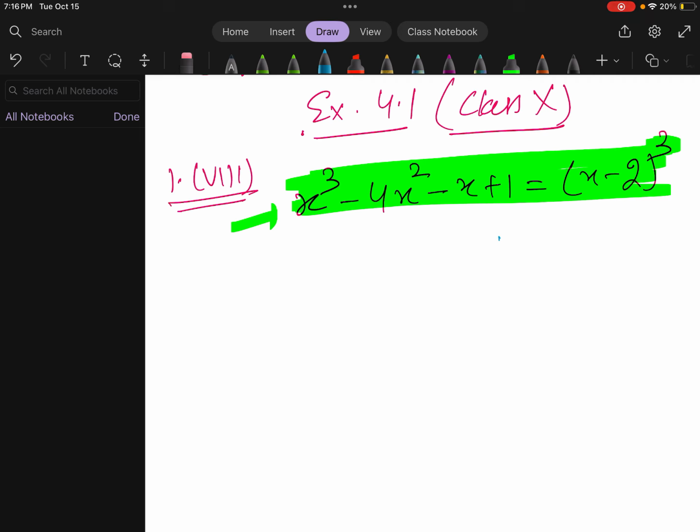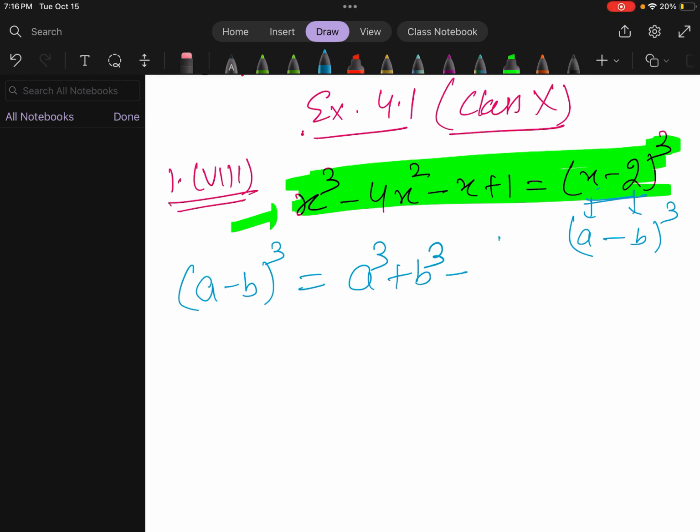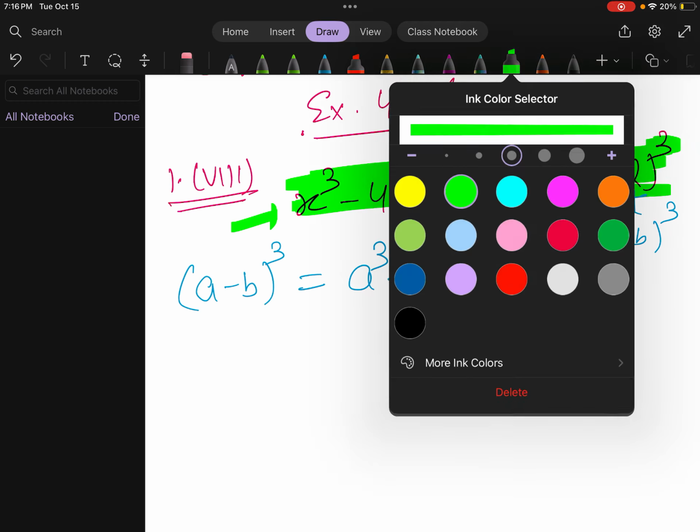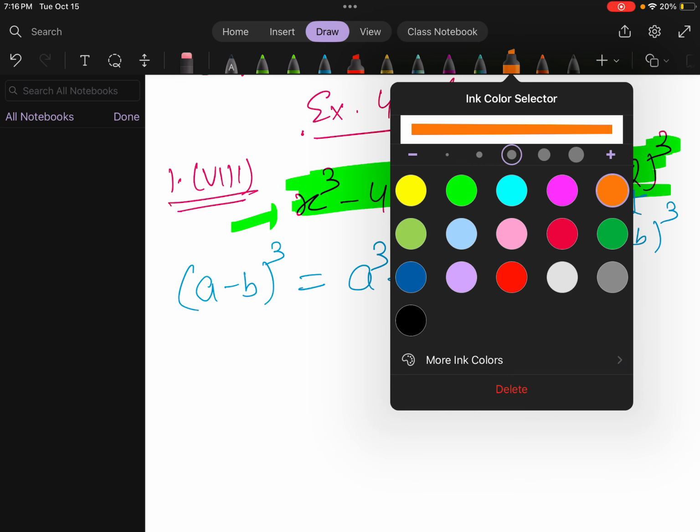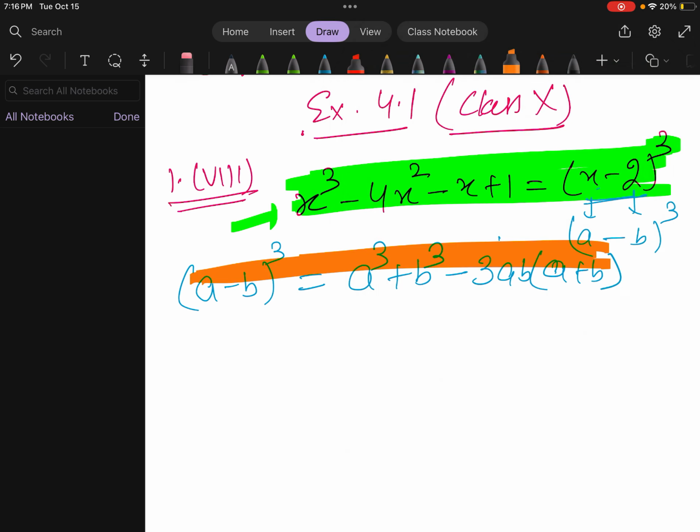First of all, you will see what is given here. Let's assume this is a and this is b, with the minus symbol between them. First of all, we should know the formula of (a minus b) whole cube. Tell me the formula. We have a cube minus b cube minus 3ab, then (a minus b). So this is the formula that we are going to use to solve this one.